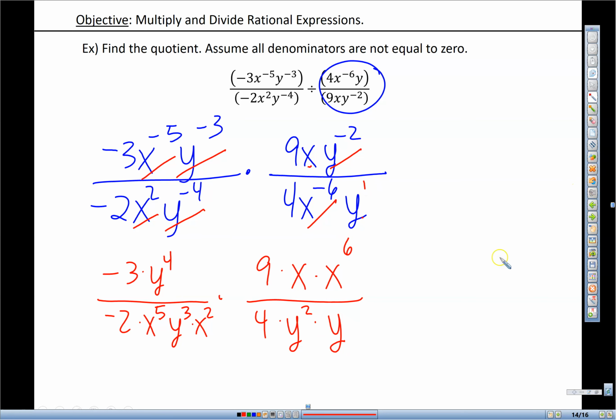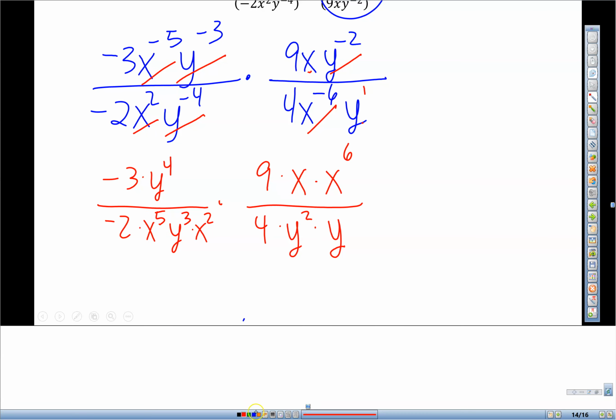All right, so now I might want to simplify my coefficients as my next step. Notice that because of where the numbers are, that 2 has no common factors with 3 or 9, and neither does 4, so there's no reducing going on in our coefficients, but we do have negative divided by negative, which becomes positive. So our final sign will be a positive. So this becomes 3 times 9, which is 27, and 2 times 4, which is 8. Those are our new coefficients.